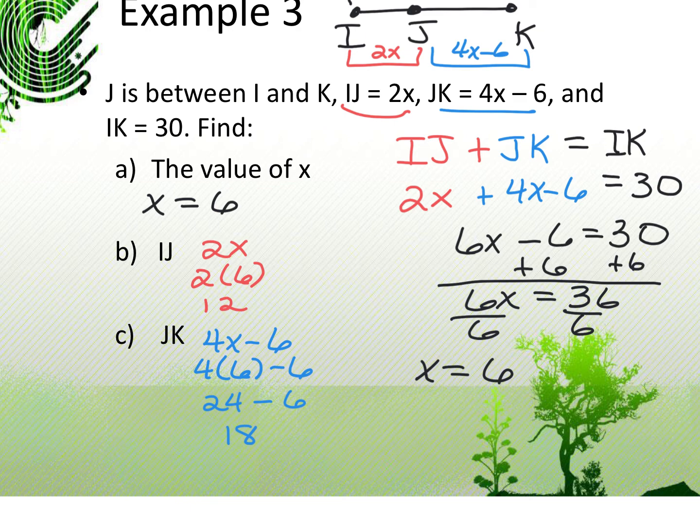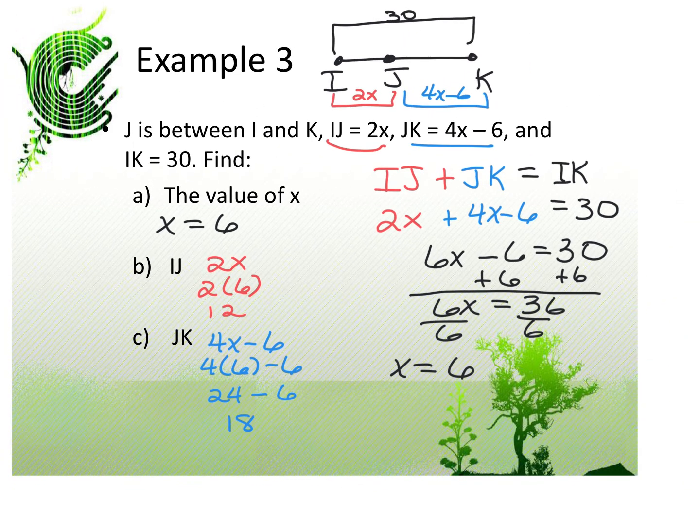Now, remember, once you get these answers, you can double check yourself, because remember, IJ is right here, so if this is 12 and this is 18, if you go back and add them together, 12 plus 18 should equal 30, and it does.